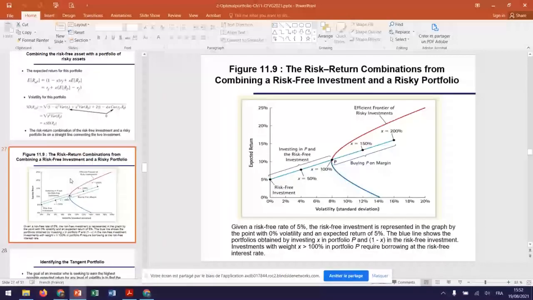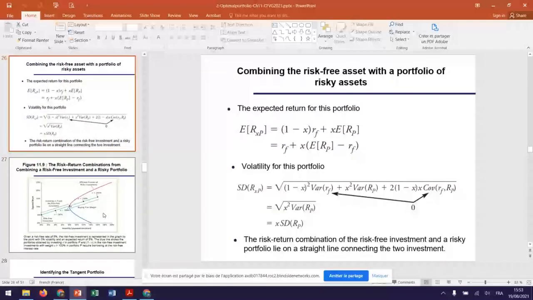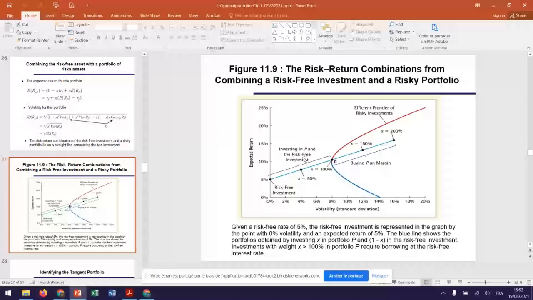If I take my frontier efficient portfolio of risky investment, I can see here the blue line, and this blue line comes from this formula. As you can see here, if I put 100% in the P, I am going to be at this point. If I put 50% in the P and 50% in the RF, I get this point, investing in the P and the risk-free investment.